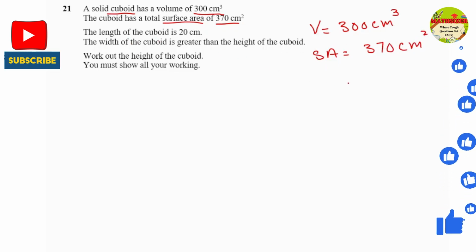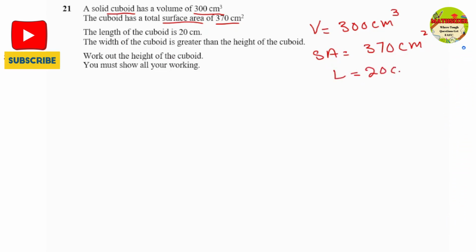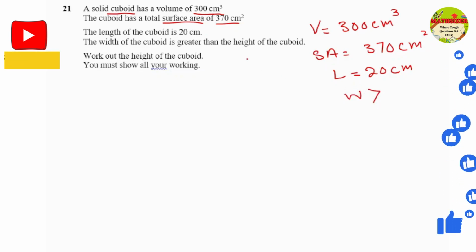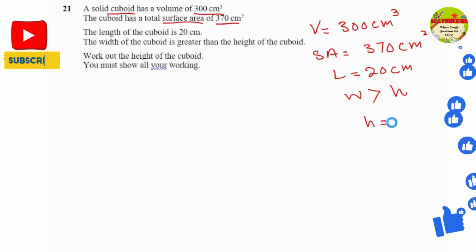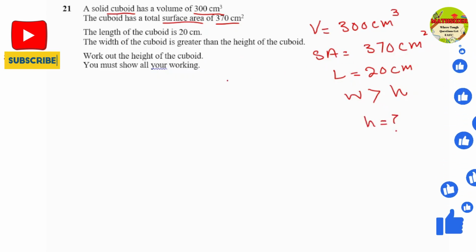The length of the cuboid is 20 centimeter. The width of the cuboid is greater than the height of the cuboid. Okay, width is greater than the height. Work out the height of the cuboid. So we're looking for height. Okay, so this is the information we have been given in the question.